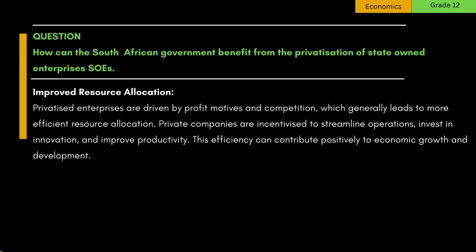3. Improved resource allocation. Privatized enterprises are driven by profit motives and competition, which generally leads to more efficient resource allocation. Private companies are incentivized to streamline operations, invest in innovation, and improve productivity. This efficiency can contribute positively to economic growth and development.